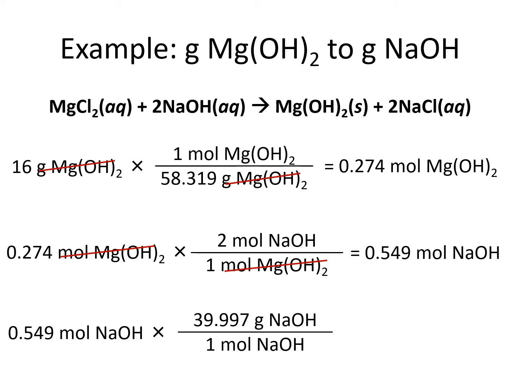We start with our 0.549 moles of sodium hydroxide. Moles of sodium hydroxide goes on the bottom of the conversion factor to cancel out. Grams goes on the top of the conversion factor since we're trying to solve for grams. The molar mass of sodium hydroxide goes next to grams. We do 0.549 times 39.997 and come out with 22 grams of sodium hydroxide. We would weigh out 22 grams of sodium hydroxide and put it into the reaction to get the yield of magnesium hydroxide that was asked for in the problem.